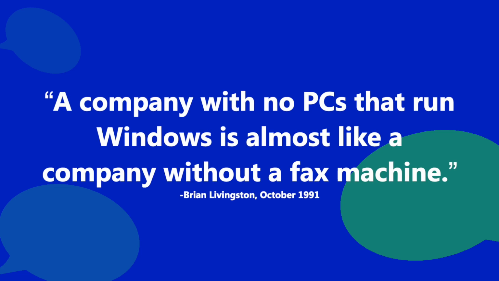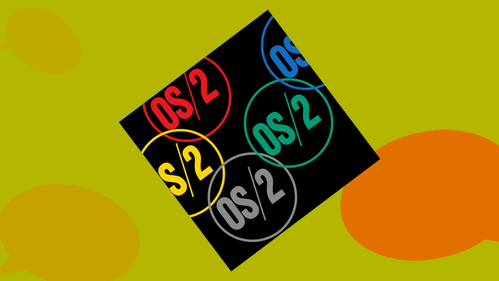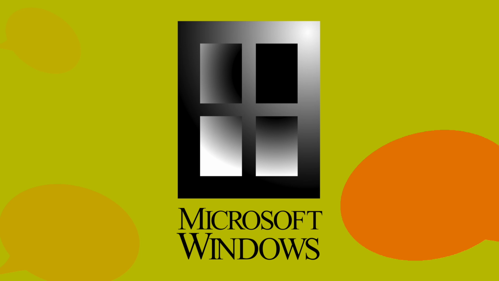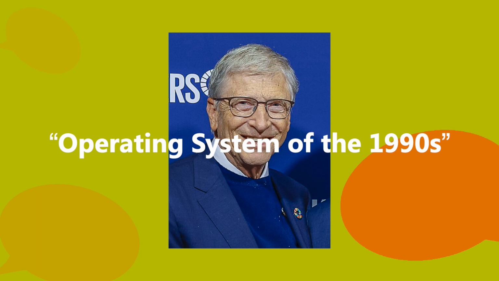Windows also became very popular among businesses. Brian Livingston from InfoWorld magazine said in October of 1991 that a company with no PCs that run Windows is almost like a company without a fax machine. However, some critics in the FTC criticized Microsoft for trying to dominate the application market by luring competitors to develop their software for OS/2 instead of Windows. While Microsoft was indeed suggesting that application developers develop for OS/2, they intended Windows 3.0 to be a low-end alternative to OS/2, with Bill Gates referring to OS/2 as the operating system of the 1990s.